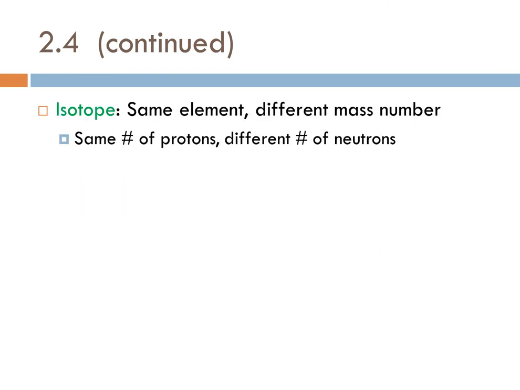We do have some things that are a little different, and I wanted to bring this up because when you give patients medications, you're going to give them this thing called an isotope, or something that's radioactive, so we can track it in their body because it looks so different. So it's the same element, but a different mass number. So the same number of protons, but a different number of neutrons.